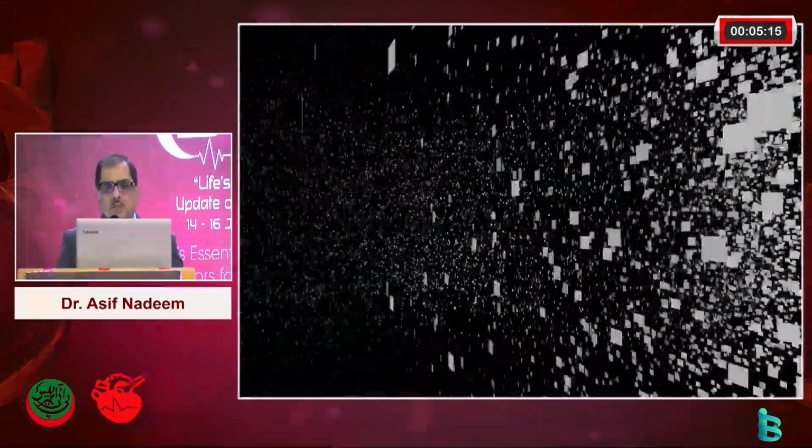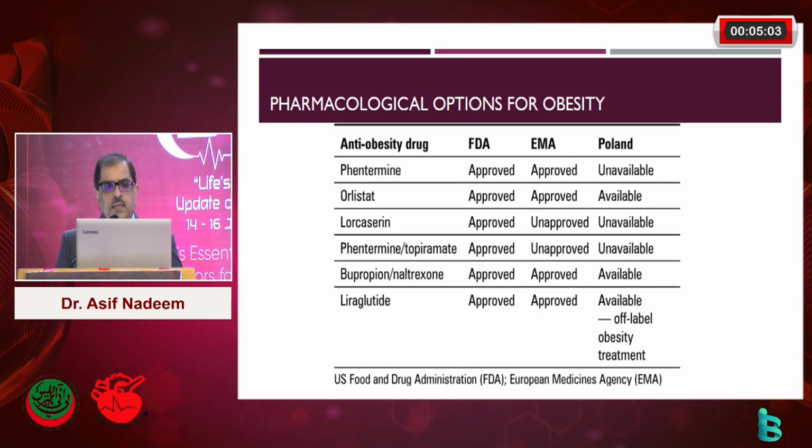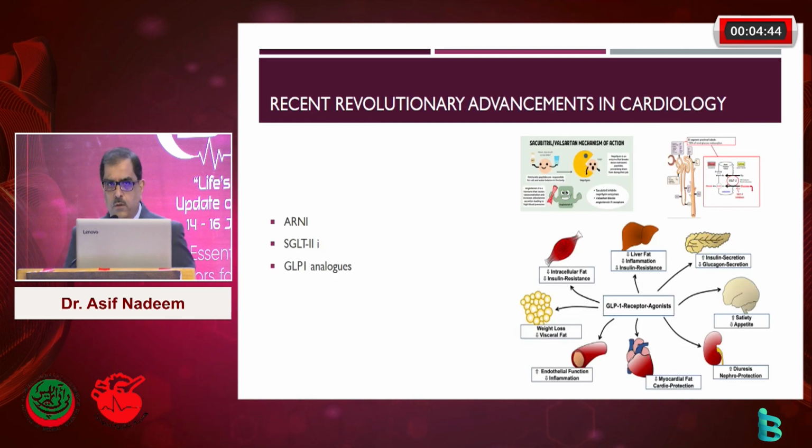So now we come to the treatment plan of obesity. The treatment plan is diet and proper eating habits, behavior modifications, exercise, pharmacology, and surgery. These are old generation treatments which we have been using so far, before the revolution which we are going to discuss now. So phentermine, orlistat, lorcaserin, phentermine and topiramate combination, bupropion, naltrexone. These were not very optimal in the treatment of obesity.